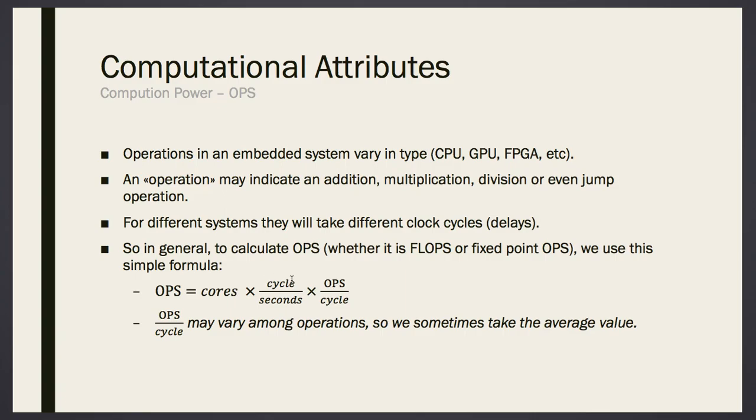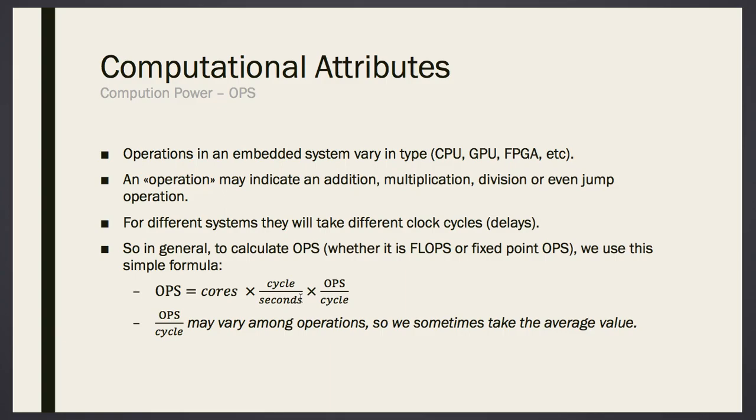Then cycles per second is your average cycles per second. This is the speed of the device. I say average, but it's usually fixed. For some systems it might change. But what is your speed? If it's 3 gigahertz, then in a single second you do 3 billion cycles.